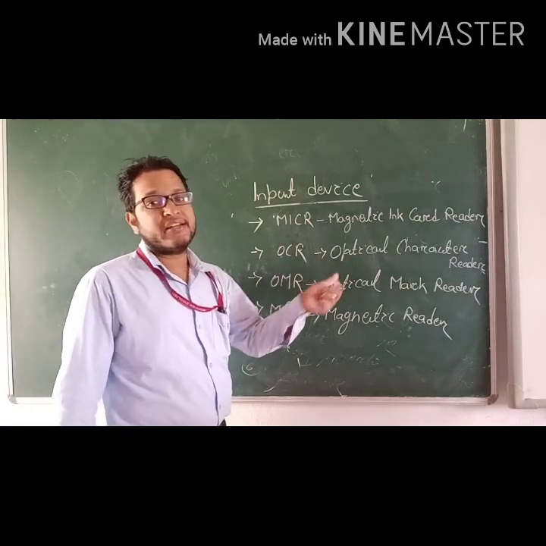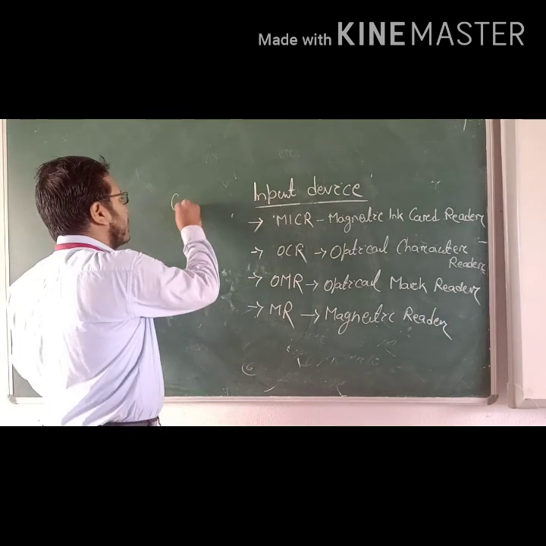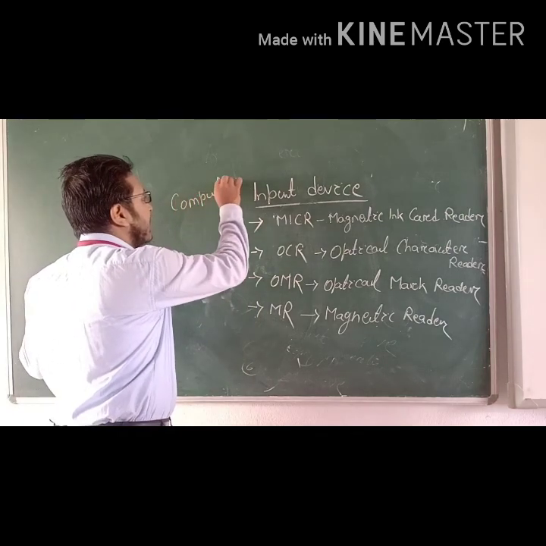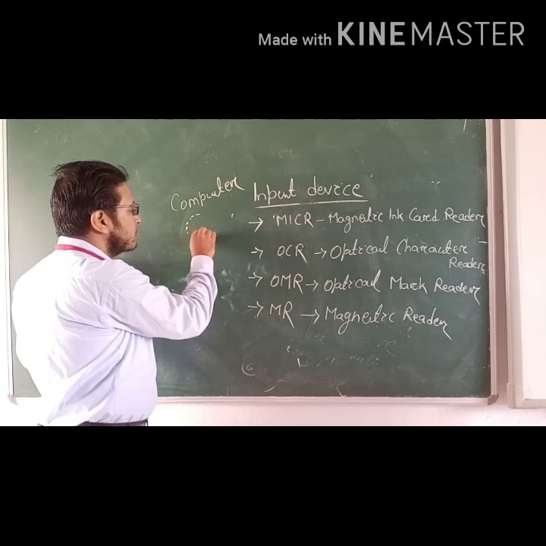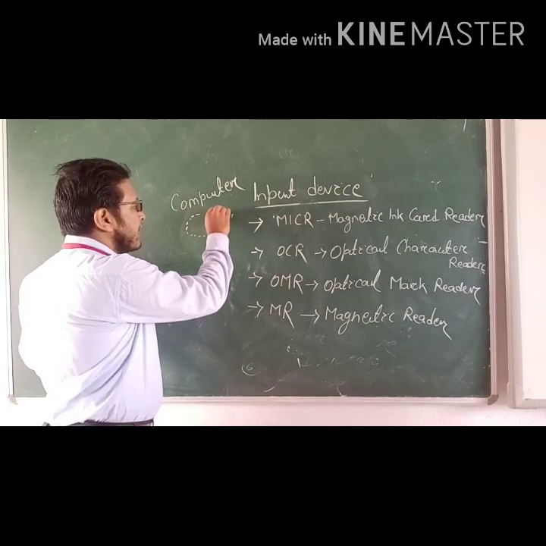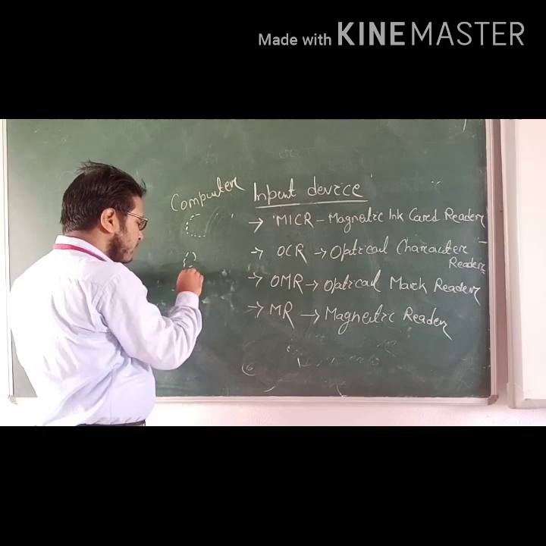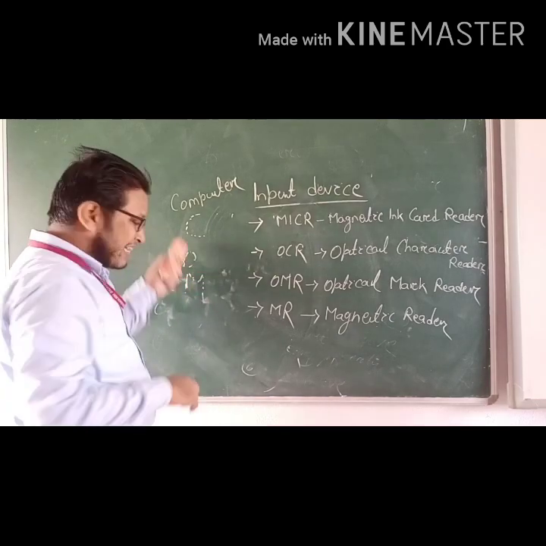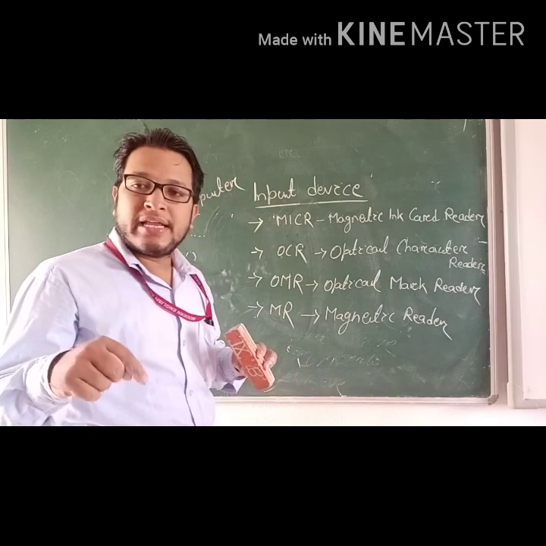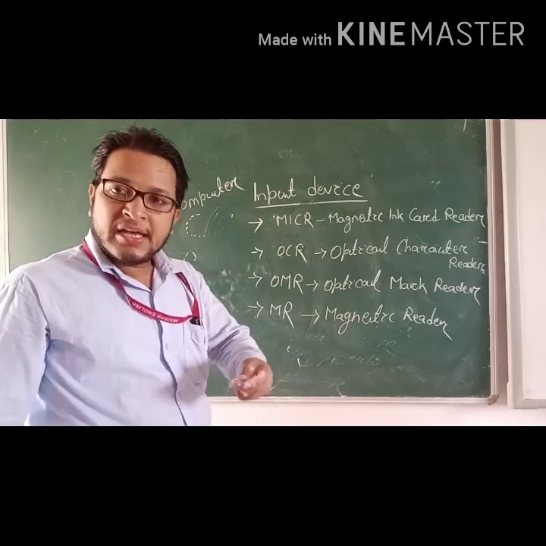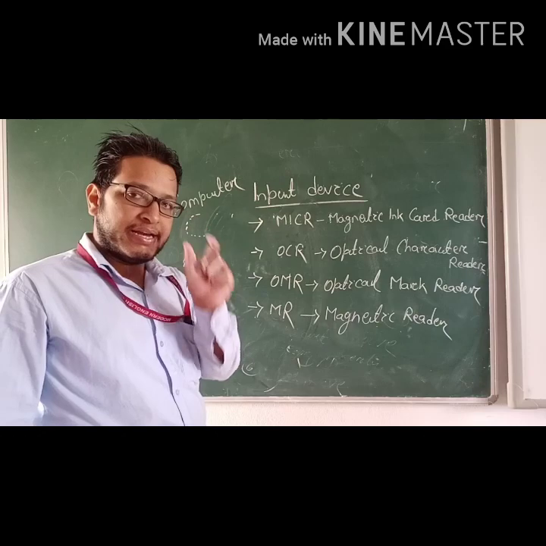The optical character reader reads character by character. If I want to read the word computer by the OCR, then how will it be? See, like this, character by character. First of all C, then O, then M, like this. Is that clear? So it will be read character by character, letter by letter. After that, you can very easily edit the letter or word, whatever you want.